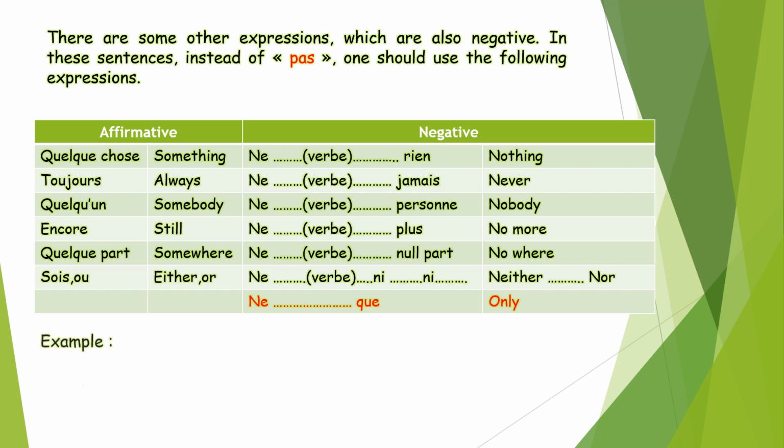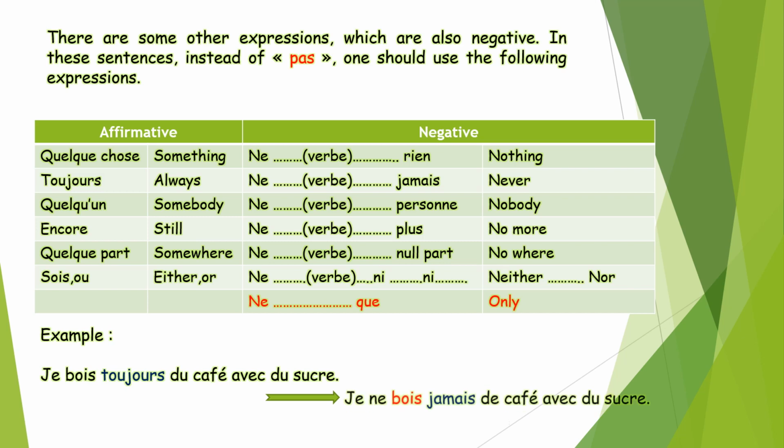Example: Je bois toujours du café avec du sucre. Je ne bois jamais de café avec du sucre. Here, toujours is affirmative, which means always, and it is replaced by the negative expression jamais, which means never.